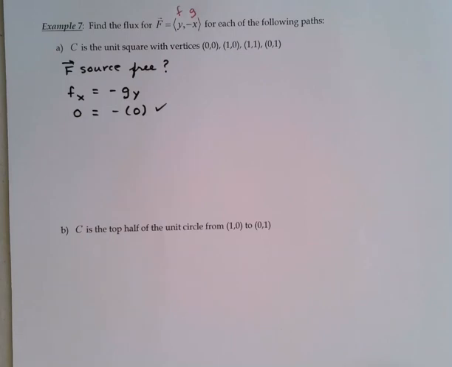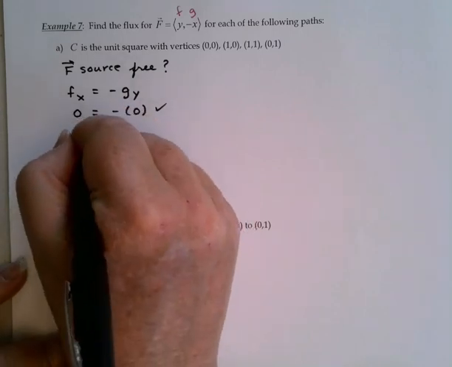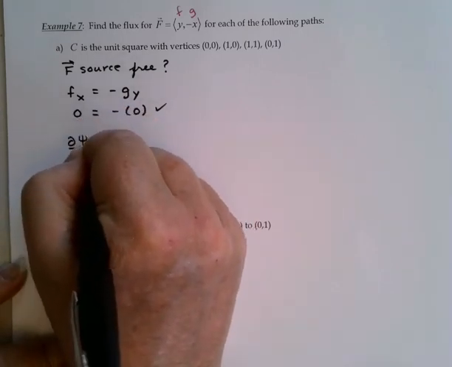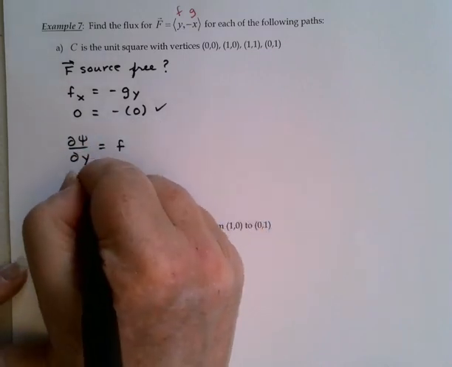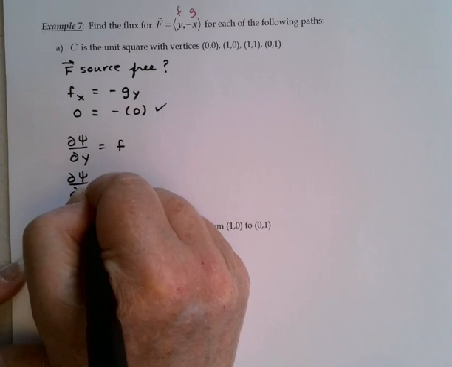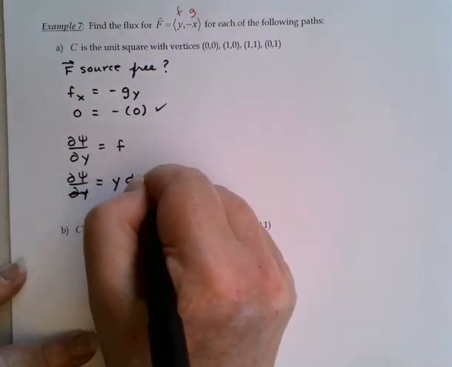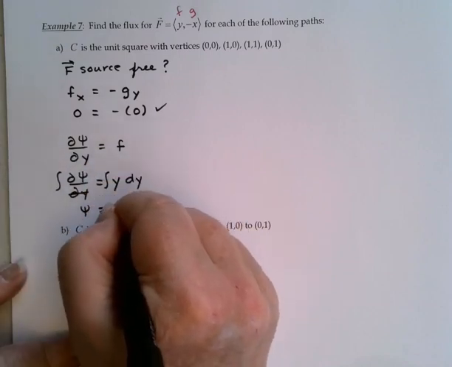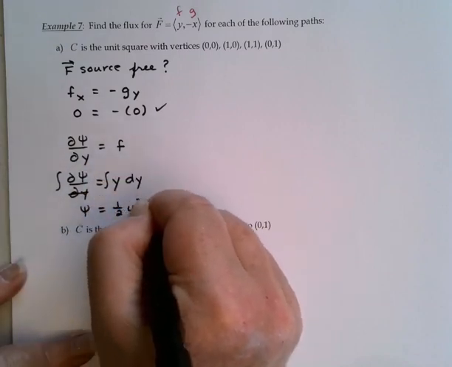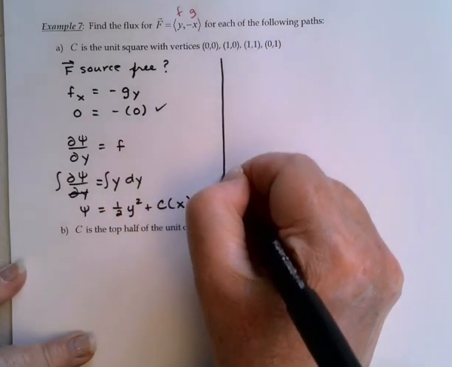And then I need to write out my phi equations. Partial derivative of phi with respect to y must equal f, which is y. So it looks like phi is going to be 1/2 y squared plus a constant that could depend on x.